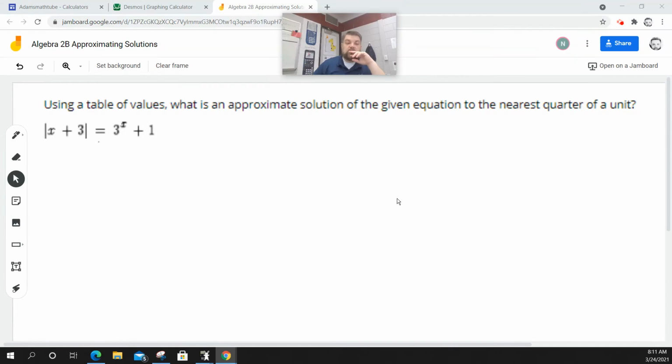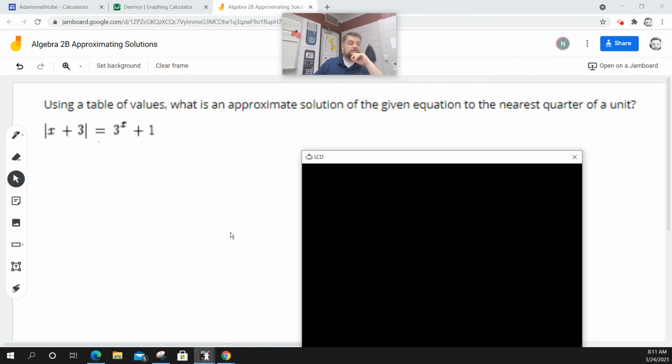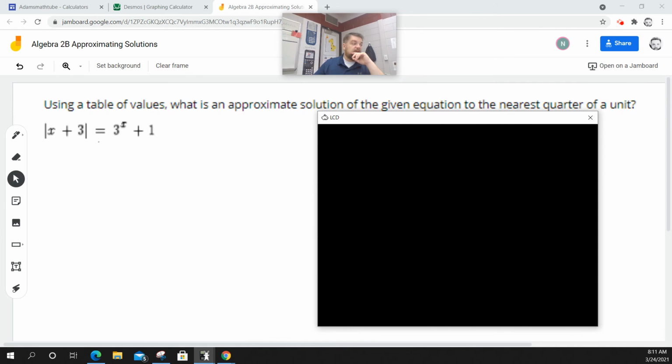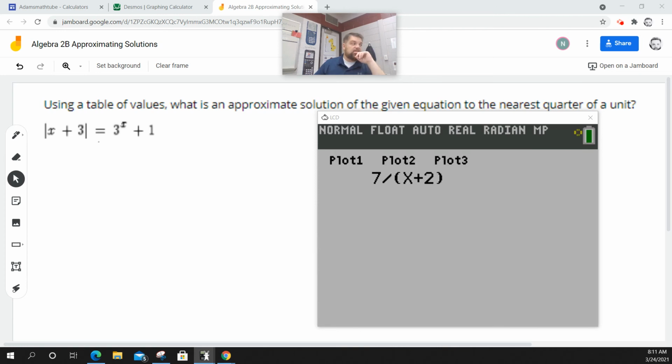Using a table of values, what is an approximate solution of a given equation to the nearest quarter unit? So this is just like the other problems that we've done. We're just going to take our graphing calculator and graph it, and then we're going to set the increment to 0.25 because that's what a quarter is. They're talking about 1/4, right? So you could plug in 1/4, and that'll give you an answer on one side and another side, and then you increase, but we're going to let the calculator do all that.